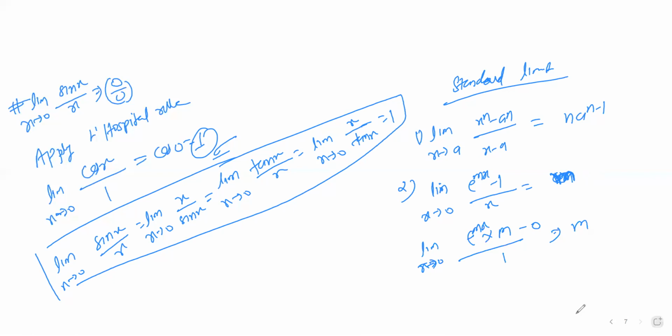Similarly, the third one: if it is given limit x tends to 0 of a raised to x minus 1 divided by x, then what is the value of this one? Put the limit here, so you will get 0 by 0 form. Apply the L'Hospital rule.